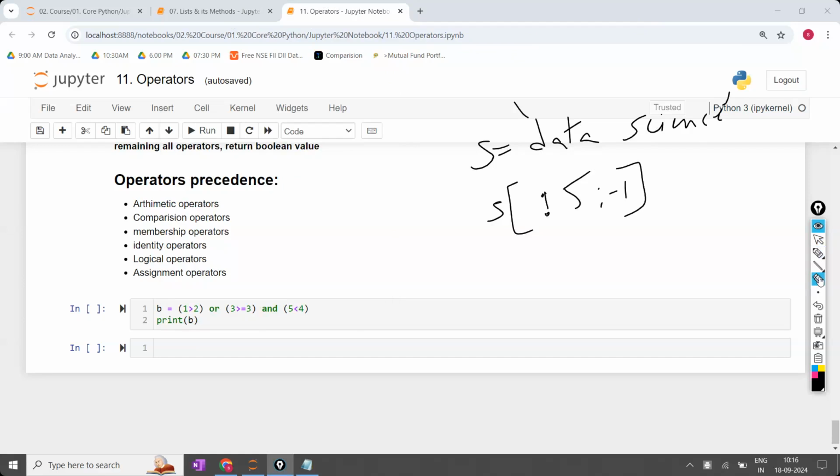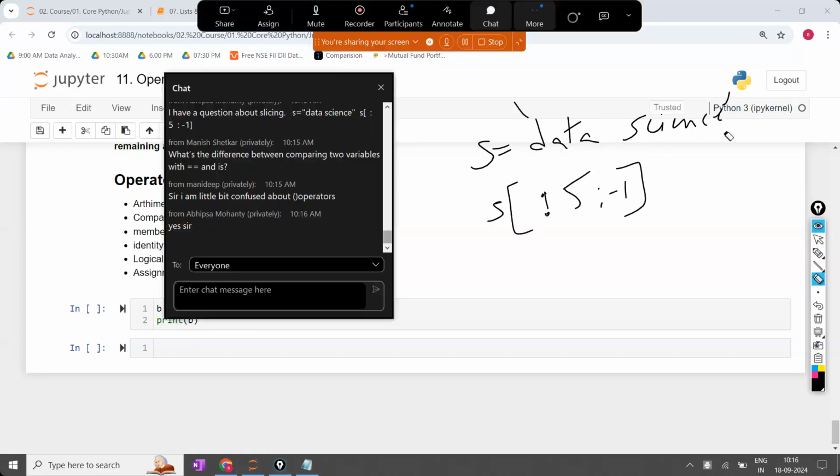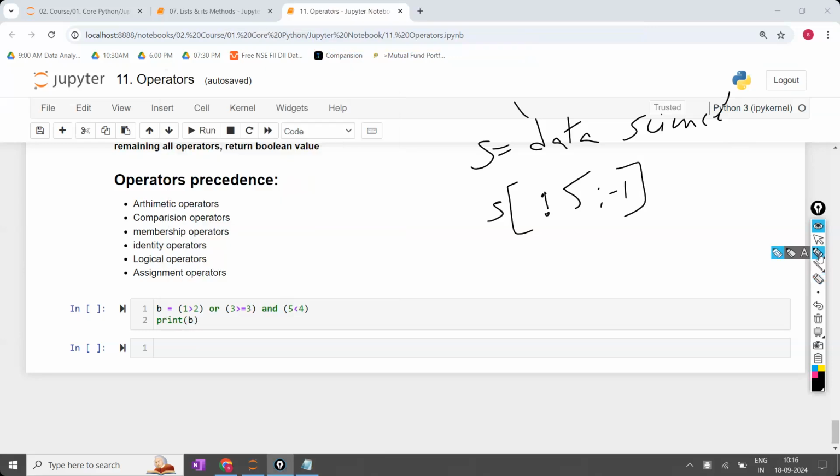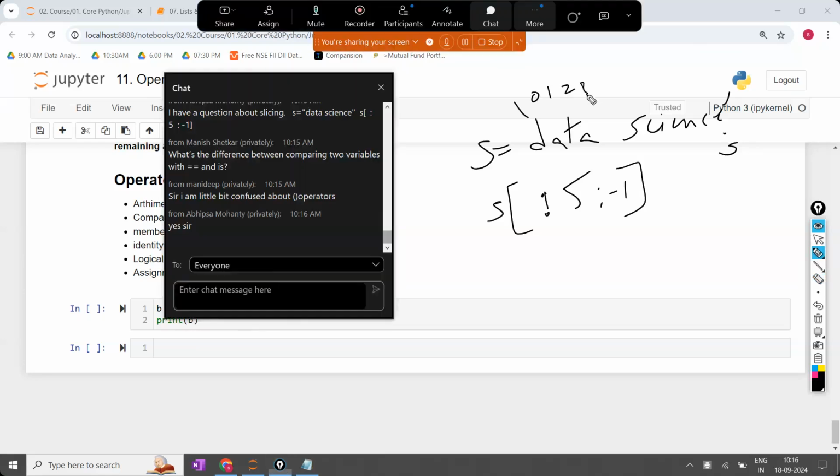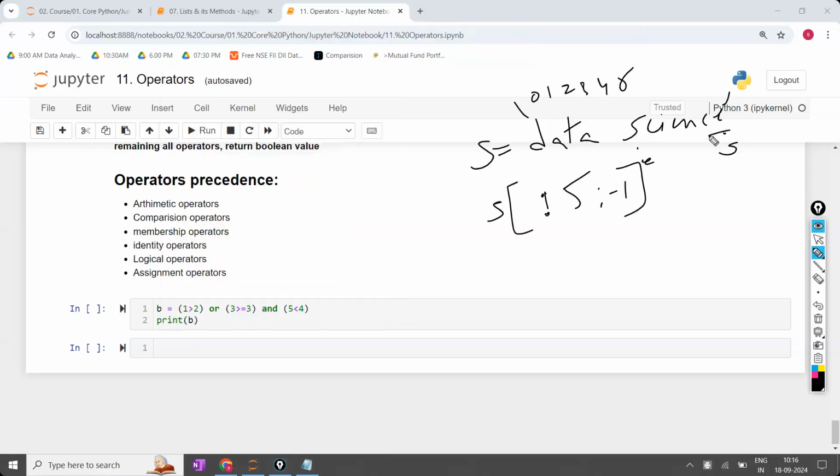Now, the starting was not given. In the negative direction, this is the starting point. And where is 5? 0, 1, 2, 3, 4, 5. This is 5, the ending point. In this direction, what is the answer? E, C, N, E, I, C. Up to this is the answer.